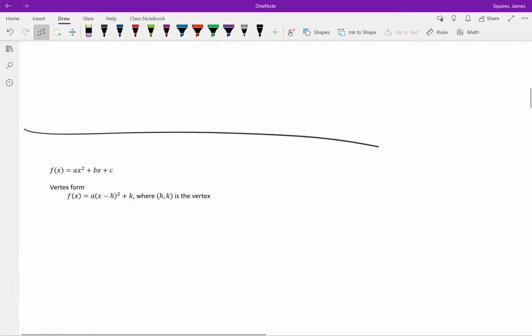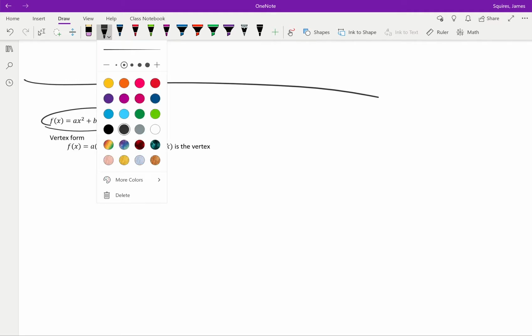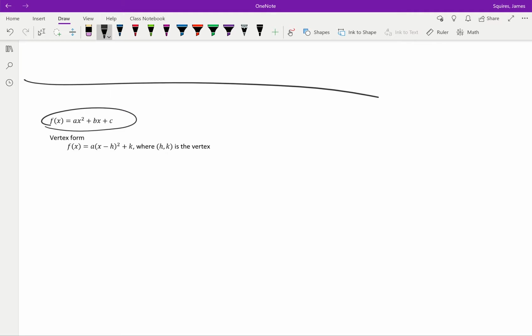Alright, so we have been looking at equations written in ax squared plus bx plus c form. We are also going to be interested in what we call vertex form. Vertex form looks like f of x equals a times (x minus h) squared plus k, where h and k is the vertex. In this parabola, the vertex is the minimum point. Instead of calling it x y, because we want to denote it as a vertex, we call that point h k.